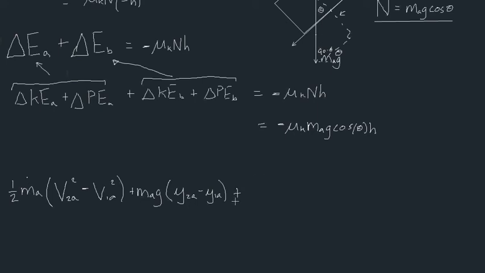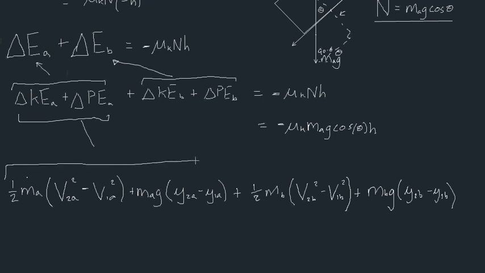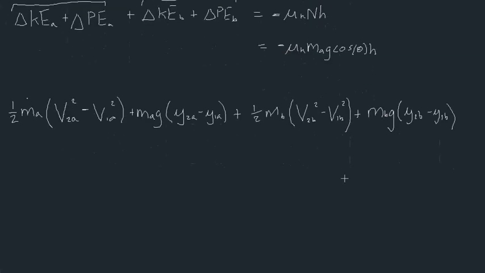plus our change in kinetic energy of our second block, B. That's going to be a half m_B times v_2B squared minus v_1B squared. And that's going to be added to m_B g, which is our gravitational potential energy right here, times y_2B minus y_1B. I've essentially expanded this out to be equal to all of this, and I've done the same for the other term right there. And of course this is going to be equal to our right-hand side, but I don't have space, so I'll just write it over here. It's going to be minus mu_k m_A g h cosine theta.